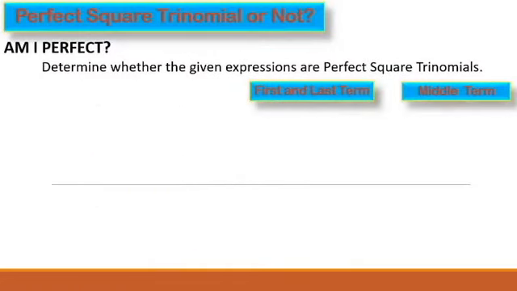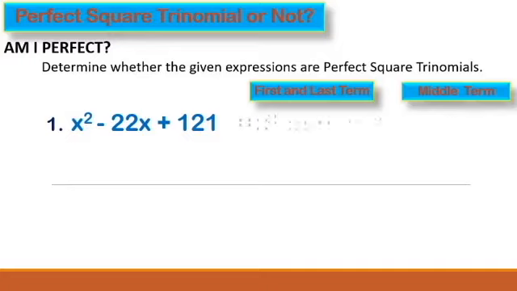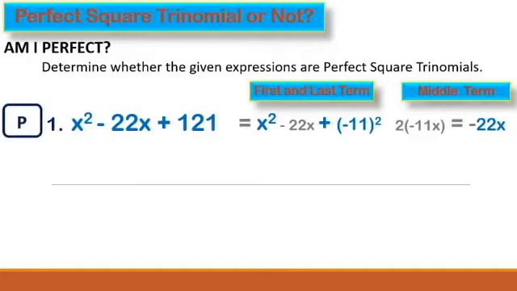See if you could determine whether the given expressions are perfect square trinomials or not. Number 1, x squared minus 22x plus 121. Checking the first and last terms, we have x squared, which is a perfect square, and 121 can be written as negative 11 quantity squared since the middle term is negative. And checking for the middle term, we have x times negative 11 is negative 11x times 2 equals negative 22x, so we have a perfect square trinomial.